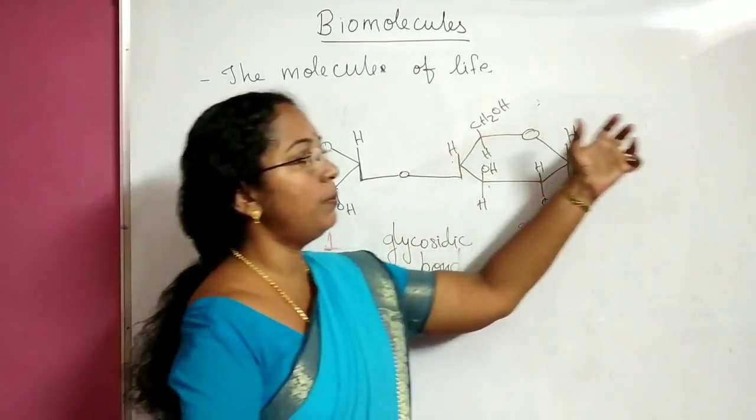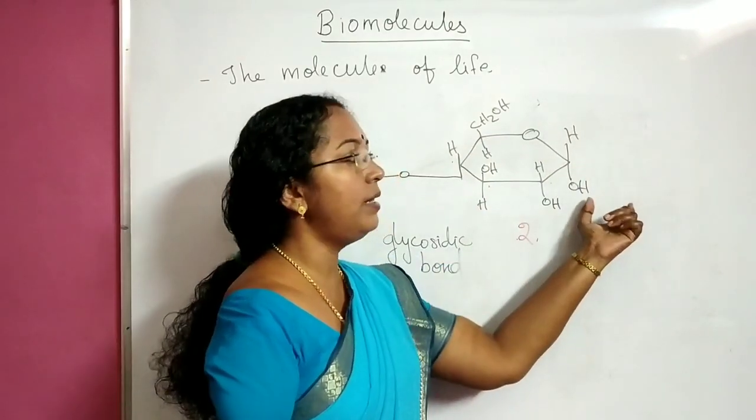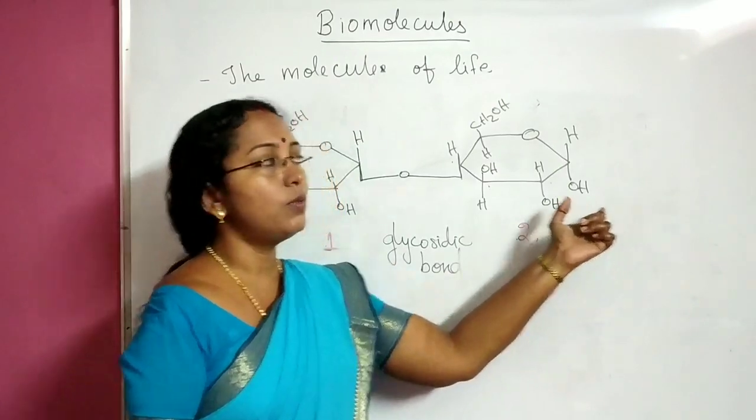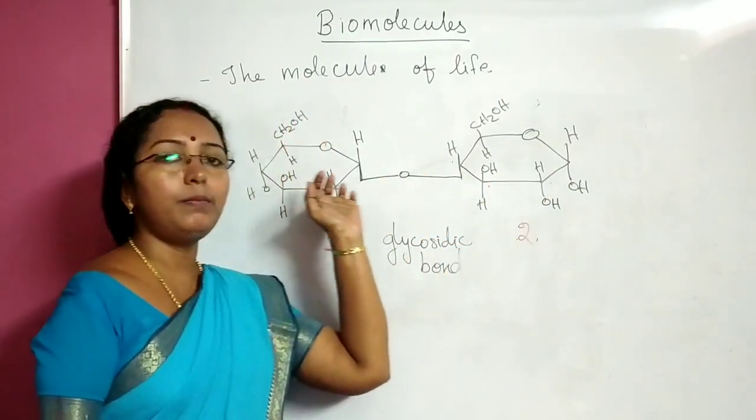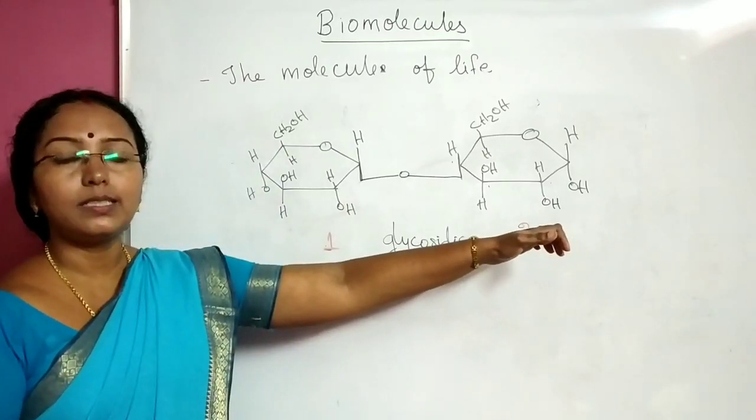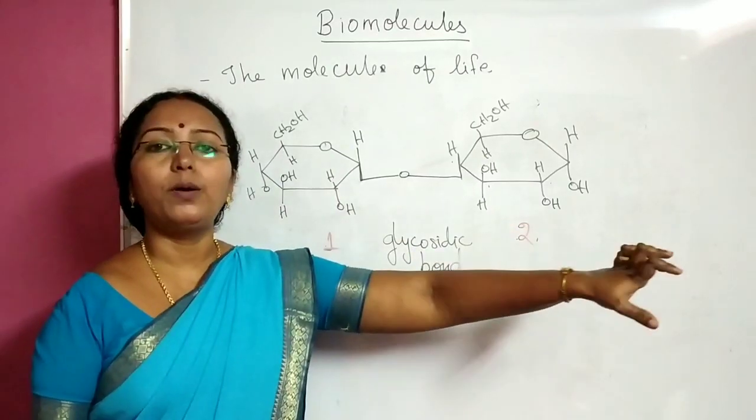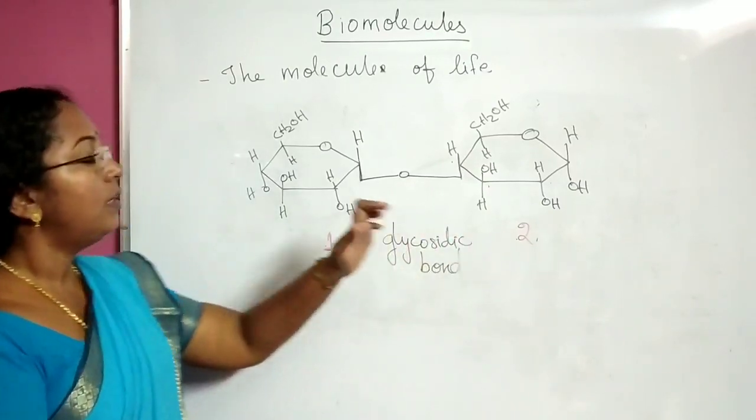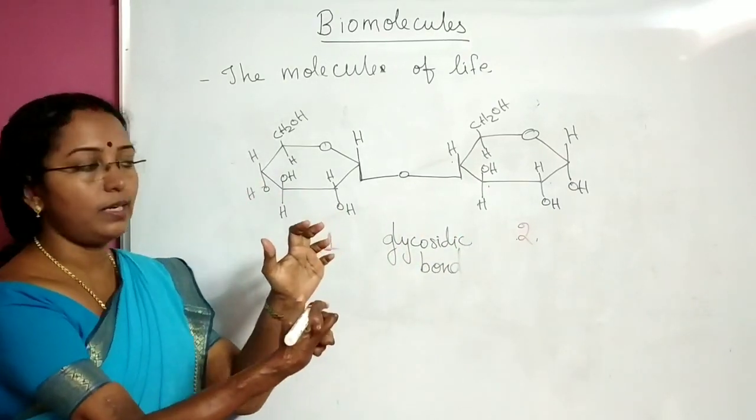Likewise, if I put one more glucose unit here, I can link them with another glycosidic bond. So, like this, if I keep on linking many sugar units, glucose units, what I am going to get? I am going to get a polysaccharide. Here, only two glucose units are linked.